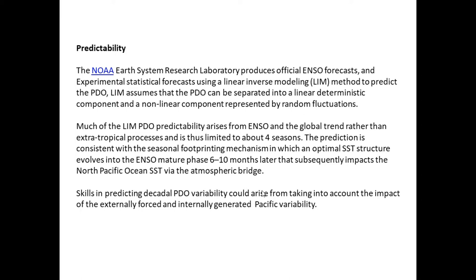The prediction is consistent with the seasonal footprinting mechanism, in which an optimal SST structure evolves into the ENSO mature phase 6 to 10 months later. Now, the strong El Nino signal subsequently impacts the North Pacific SST via the atmospheric bridge. Obviously, a lot of work remains to improve the modeling and the predictability of such an event.